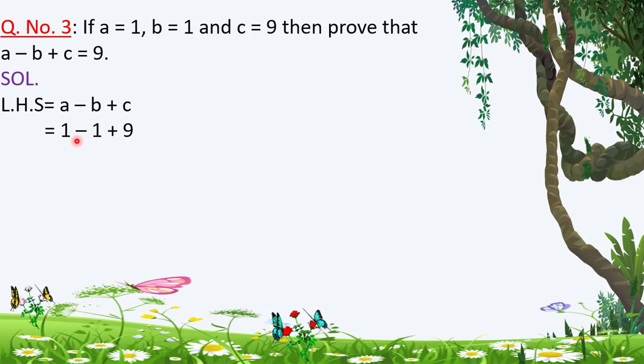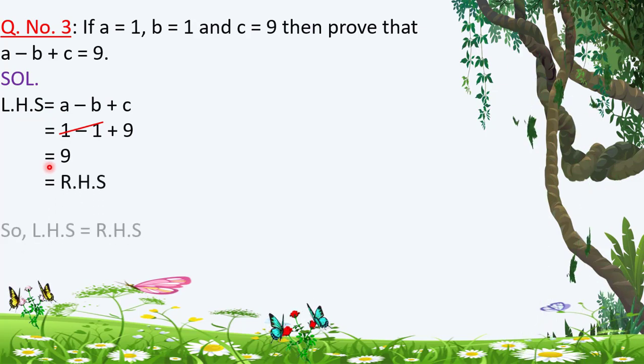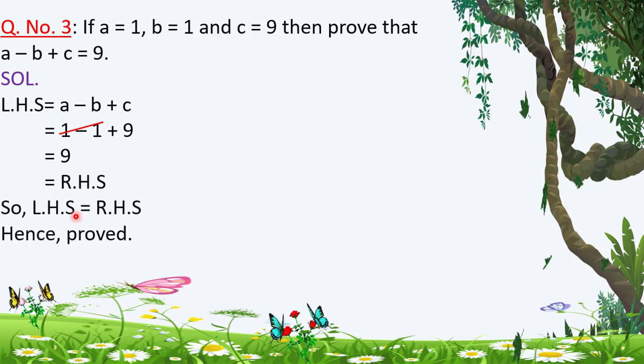Now, plus 1 and minus 1 will cancel out, as we are subtracting the same number with different signs. So we are left with only 9, which is equal to right hand side. So in this way you can see that left hand side is equal to right hand side and hence proved.